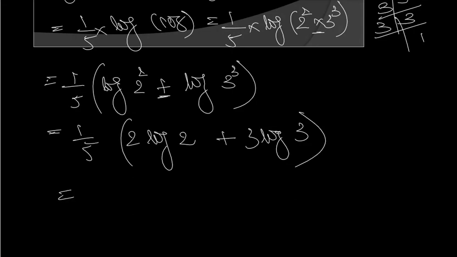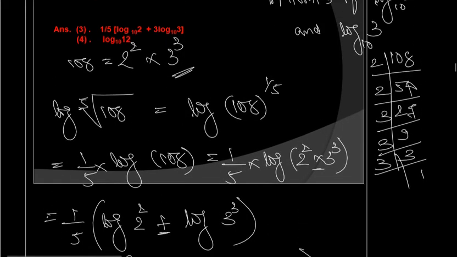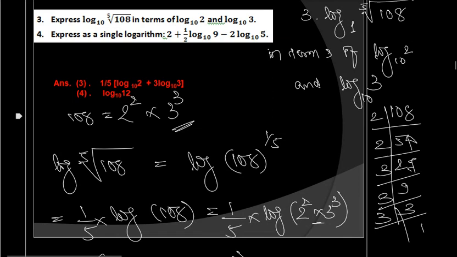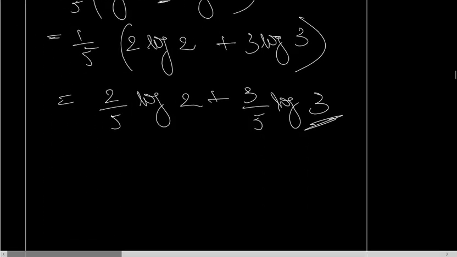Now 1 by 5 will get multiplied inside. If you want, you can multiply. If you don't want, you can leave it like this, but I will suggest multiply. So it will become 2 into 1 by 5 is 2 by 5 log 2 plus 1 by 5 into 3 is 3 by 5 log 3. So 2 by 5 log 2 plus 3 by 5 log 3. So that's how you can convert the fifth root of 108 in terms of log 2 and log 3, right? So do we have some space? Yeah, we have plenty of space over here.